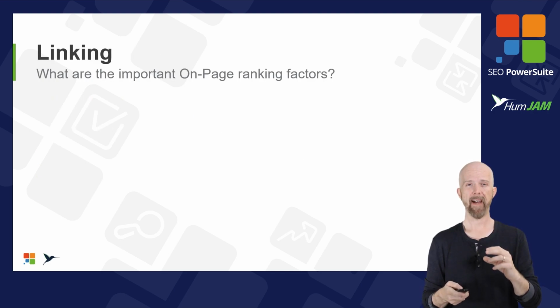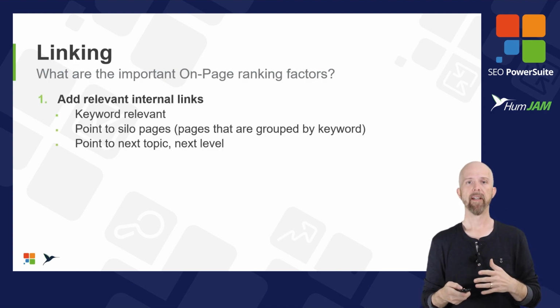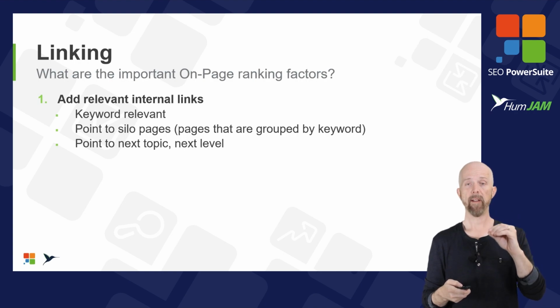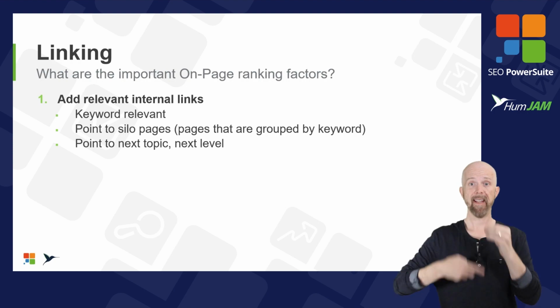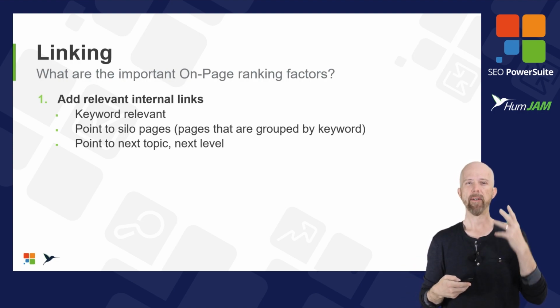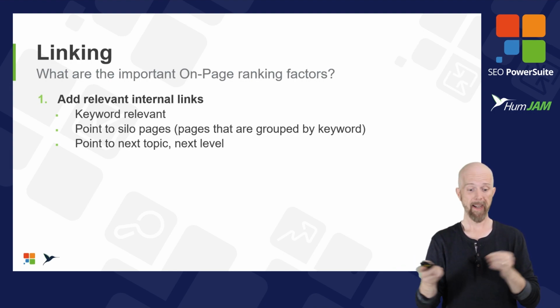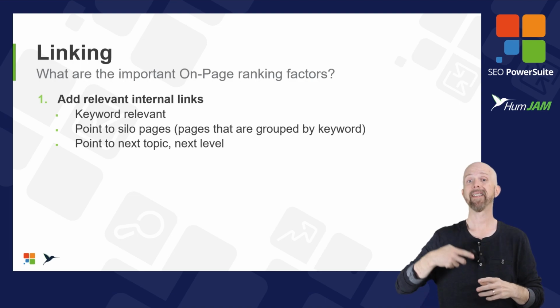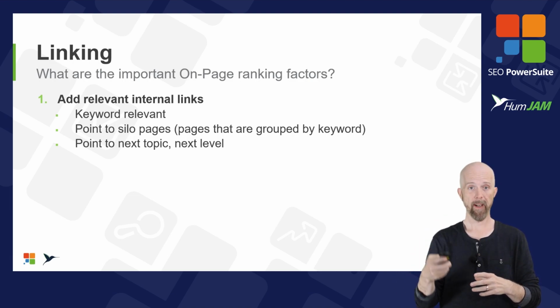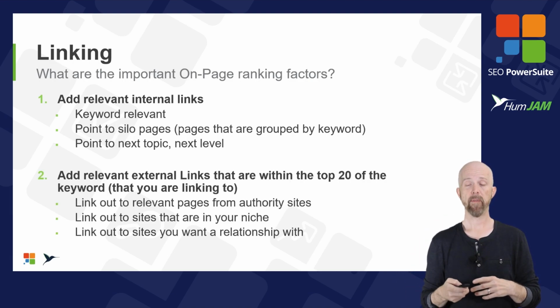In these on-page factors, linking. So we have these page factors done, but we also need to do some links. We need to add relevant internal links. Google wants you to link things together, and they like following links as well. So keyword relevant, point to silo pages, okay? Point to pages that are related to that page within your site. Point to the next topic. Have some breadcrumbs. Again, linking is very, very important and will help you rank higher.